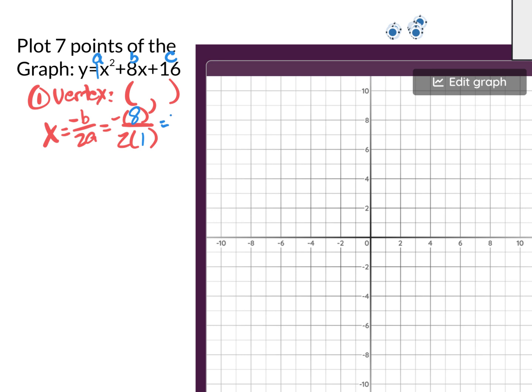So what do we really have? You have a -8 up on top over a 2 times 1, that's 2. So you really have a -8 divided by +2. That means that your x value of your vertex is -4. So that's your x value. So -4 is your x value.